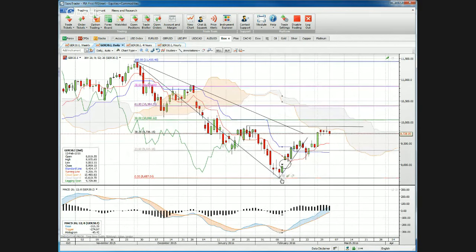We can see that from the 11th of Feb, we've had a rally, we had a gap higher in the charts. This gap or void in the market, we expect to be filled at some point. And we had a decent rally higher.